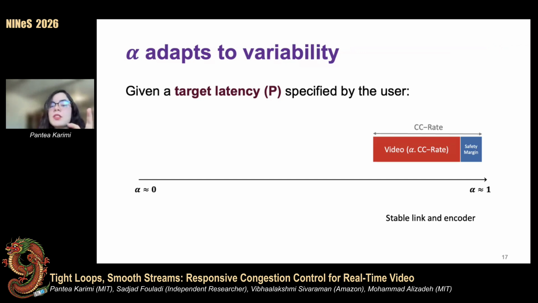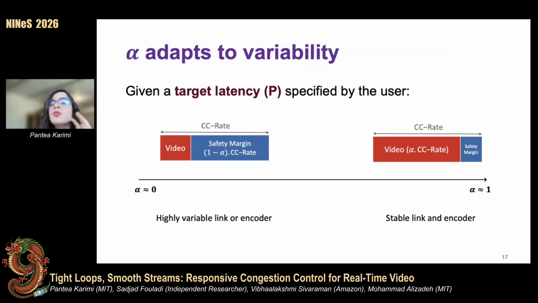On stable links, alpha moves close to 1. Most of the rate will go to the video with very minimal safety margins. On highly variable links, or the times that the encoder is showing a lot of variability, alpha drops, and we leave more safety margins. This lets us adapt to both network and encoder variability.